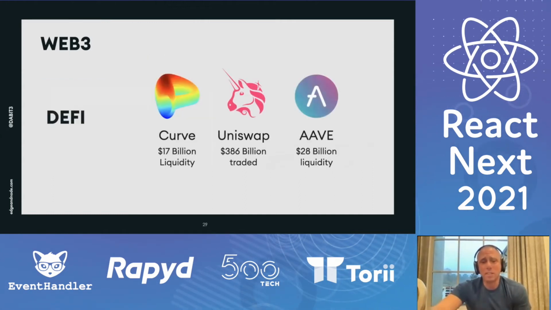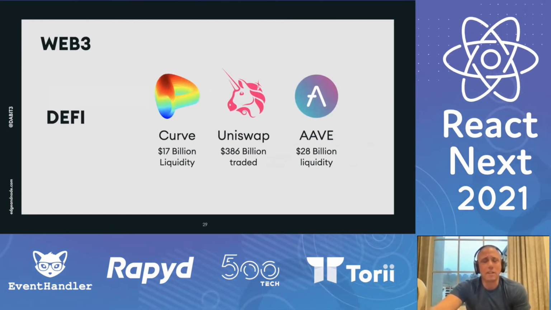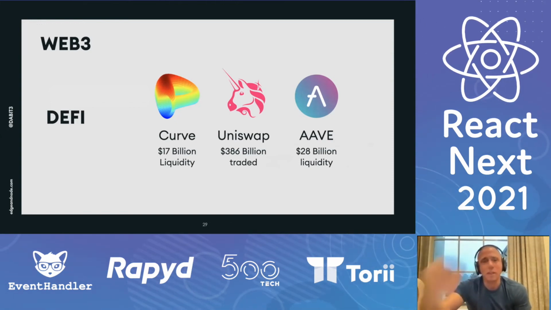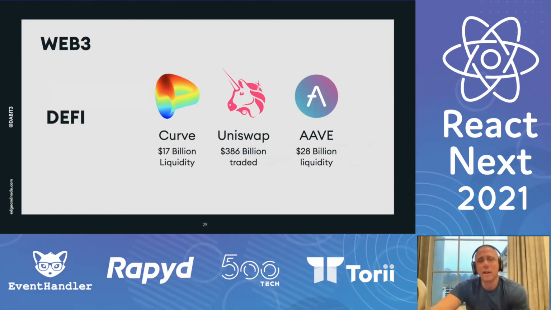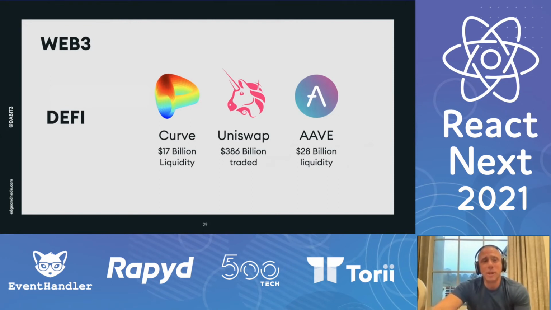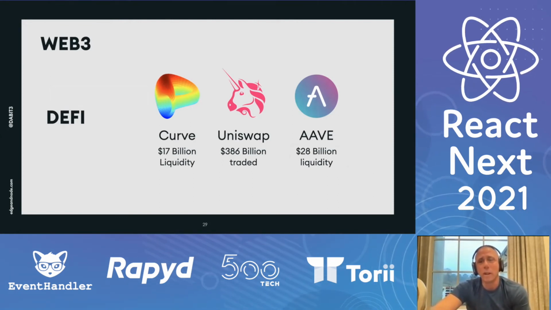And DeFi applications, there are countless of them at this point. You have Curve, which has over $17 billion in liquidity. You have Uniswap, Aave. There are countless other DeFi applications out there, meaning that not only can you get paid in digital currencies, but you can now also participate in the financial markets and lending and borrowing without the gatekeeping of the traditional finance world.